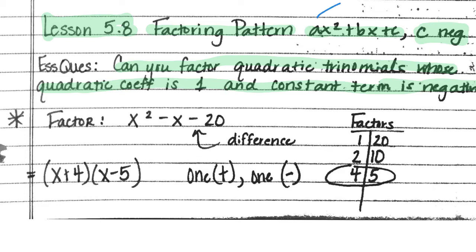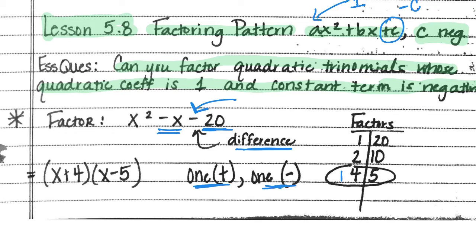That means that this a right here is a number 1, and this constant number is going to be a negative number. So notice when I have a minus right here, they're talking about the difference of two numbers. So the numbers have to have opposite signs, two numbers that multiply to be 20, but because of the opposite signs, they actually subtract to be negative 1. So I need one positive and one negative number.